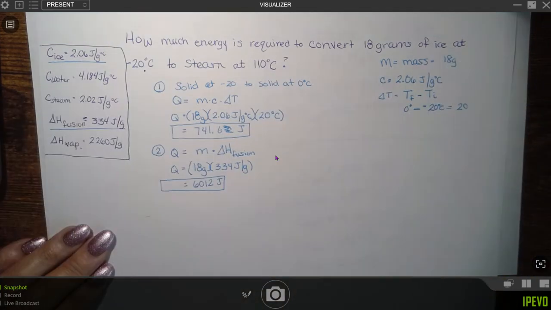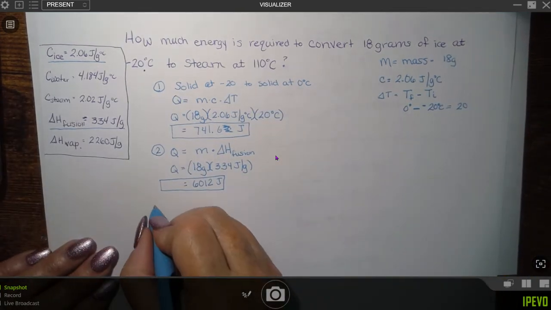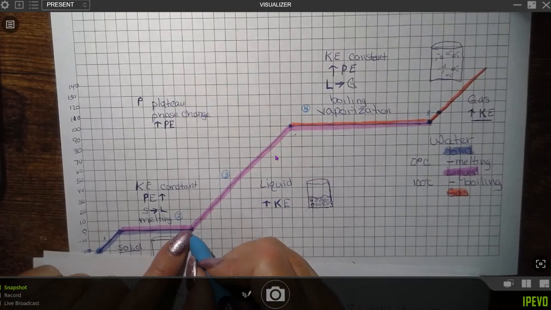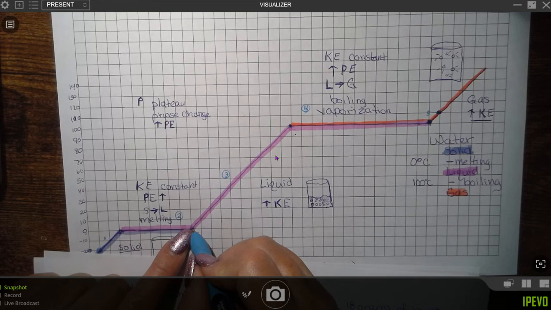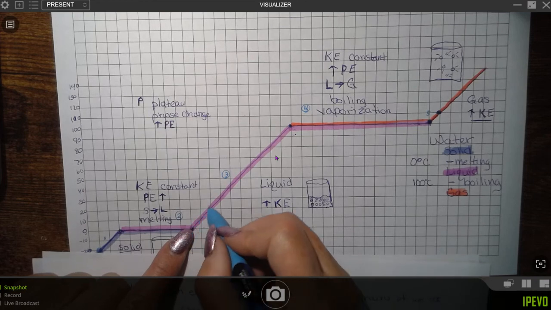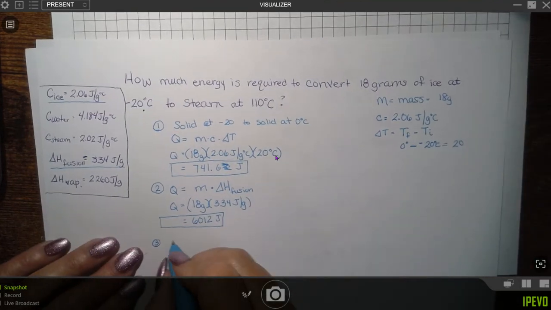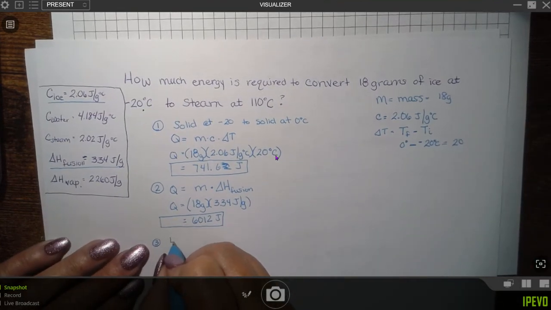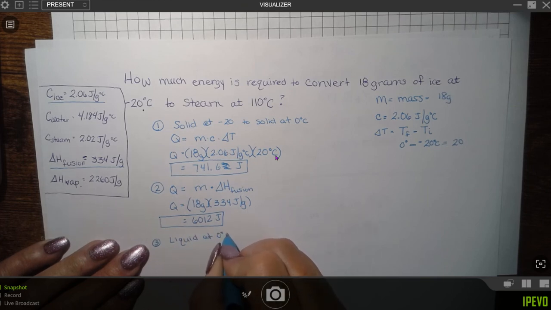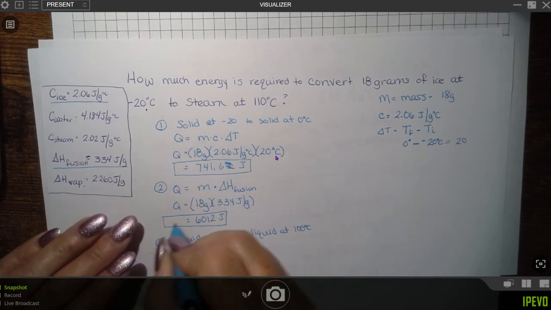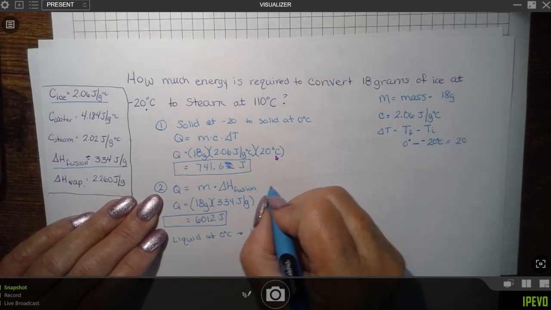Okay, so that's step 2. All right, what's step 3? Step 3 is going to be taking our 18 grams of water, liquid, at 0 degrees Celsius and heating it to 100 degrees Celsius. Okay, so this is going to be liquid at 0 degrees Celsius to liquid at 100 degrees Celsius.